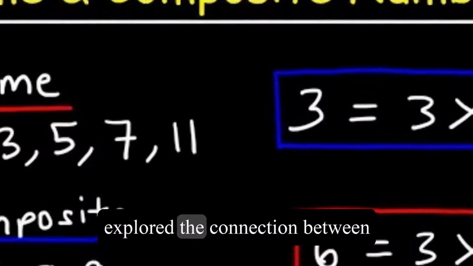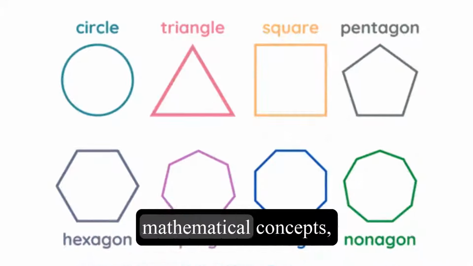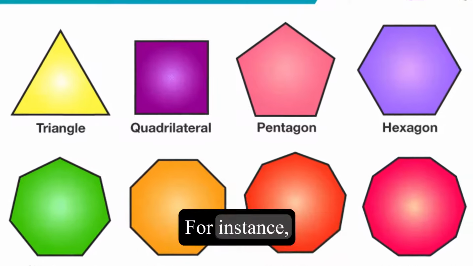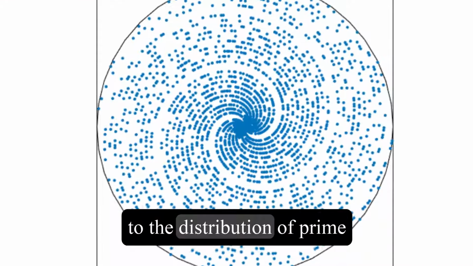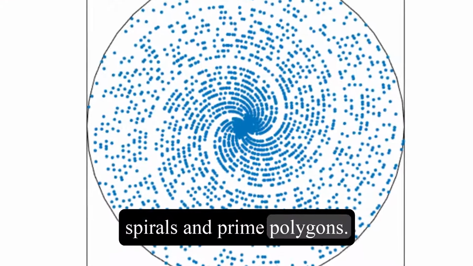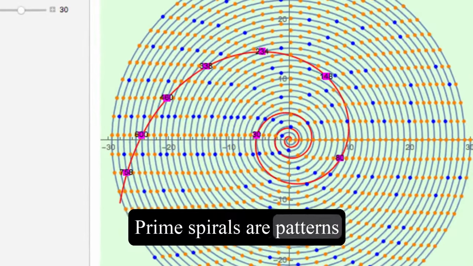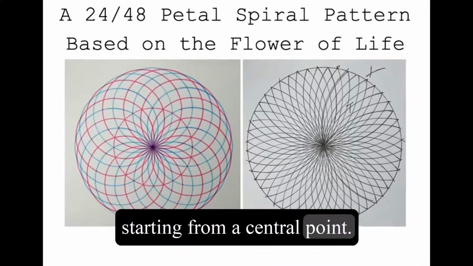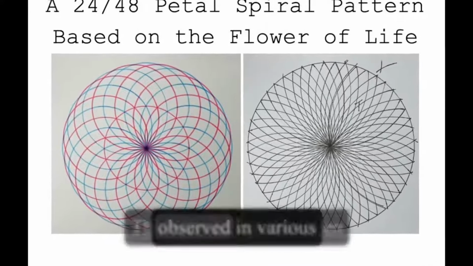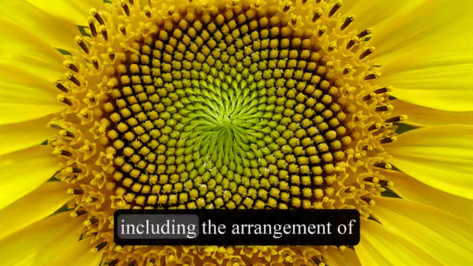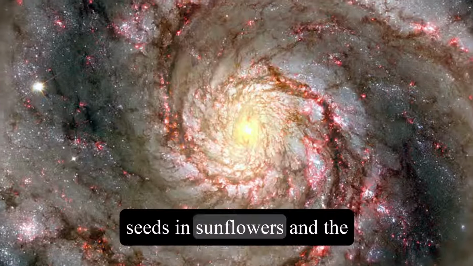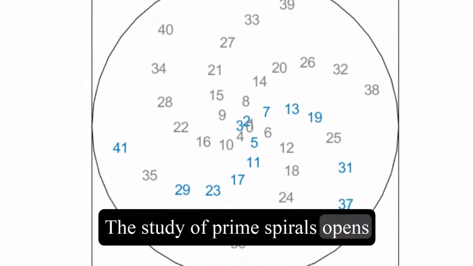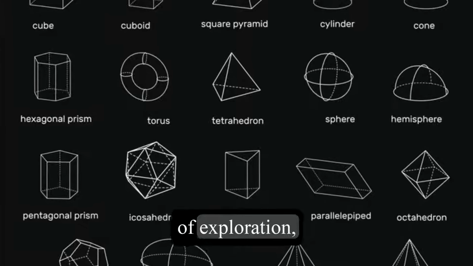Mathematicians have also explored the connection between prime numbers and other mathematical concepts, such as geometry and calculus. For instance, prime numbers have been linked to the distribution of prime spirals and prime polygons. Prime spirals are patterns formed by connecting prime numbers on a spiral grid, starting from a central point. This spiral shape has been observed in various natural phenomena, including the arrangement of seeds in sunflowers and the spiral galaxies in our universe.